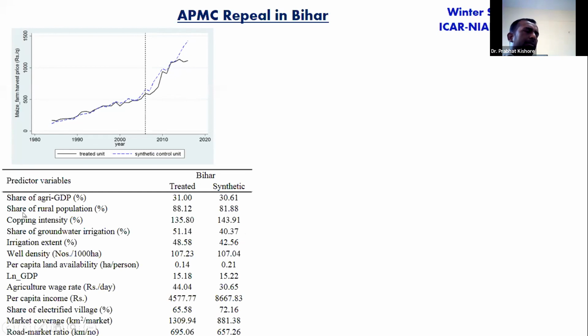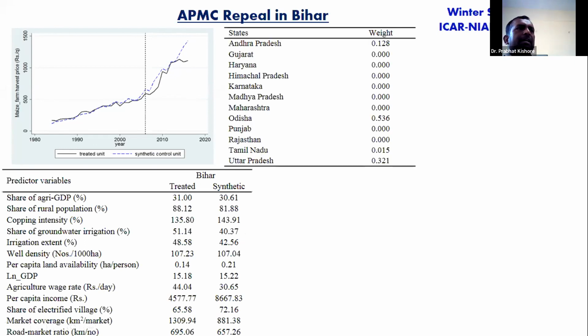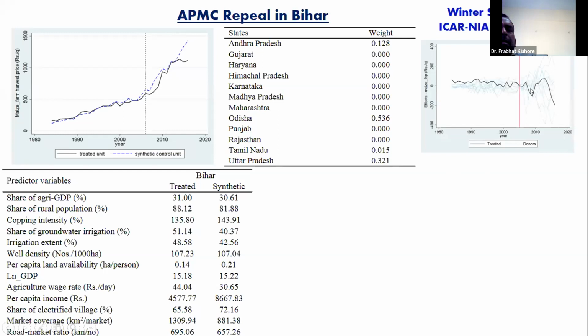Here we have selected these variables in our model to construct the counterfactual. And for wheat, we have studied farm harvest prices of wheat. So here, if you see how the wheat was in South or Andhra, in Tamil Nadu and Uttar Pradesh, and how that effect has been there. We are interested in the post-treatment period. Nothing happens in Bihar.